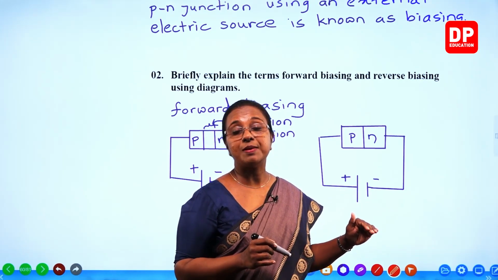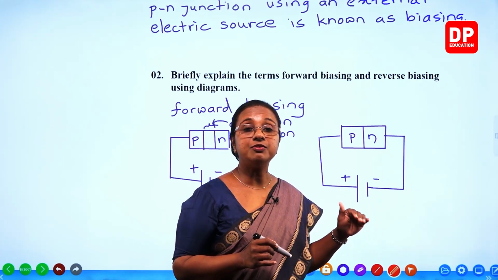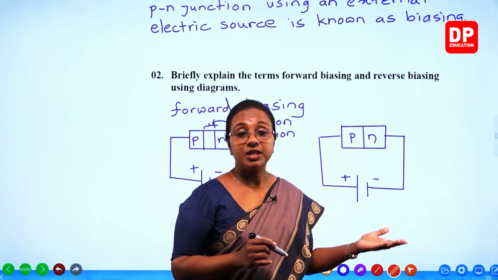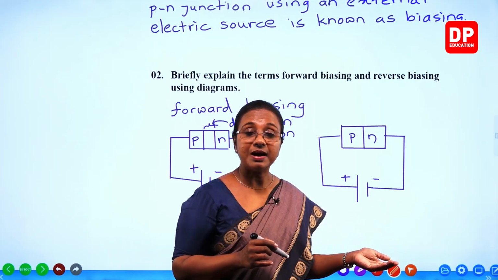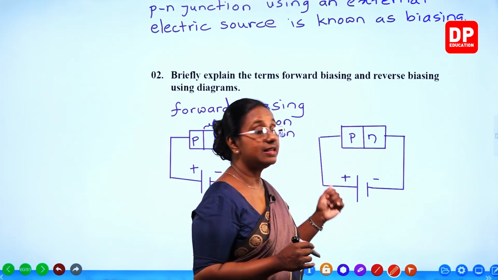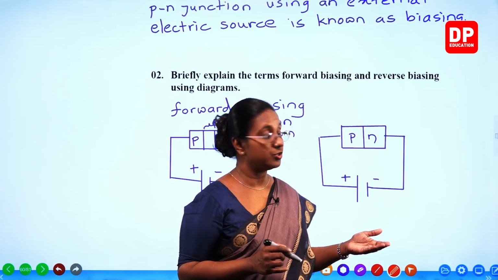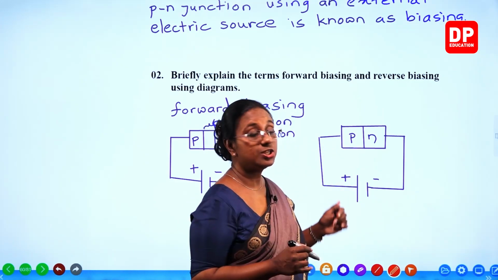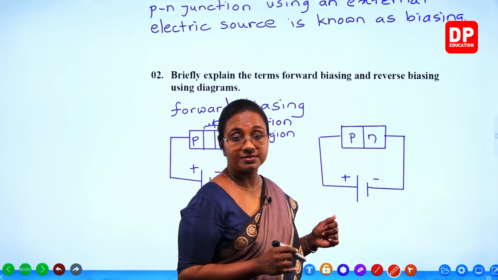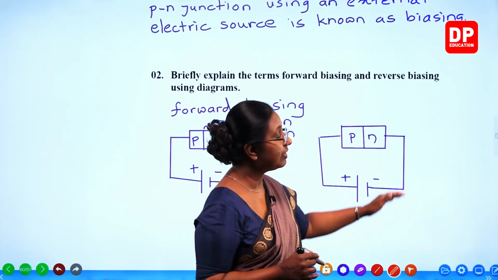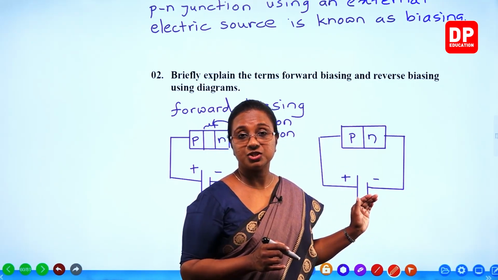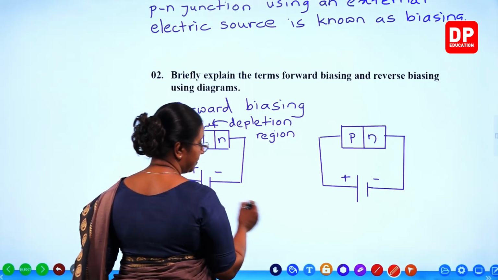And if you supply a potential enough to overcome the potential barrier, which is known as the bias potential. If it is a silicon PN junction, it is 0.7 volts. So if you supply a voltage greater than 0.7 volts, then the current will flow through the PN junction. So there, what happens?